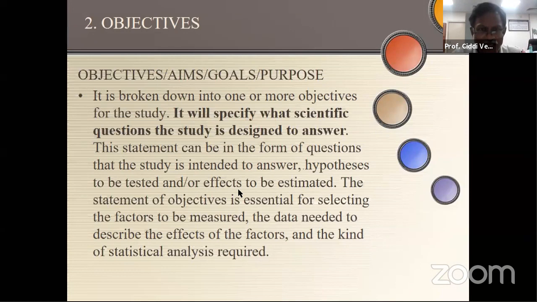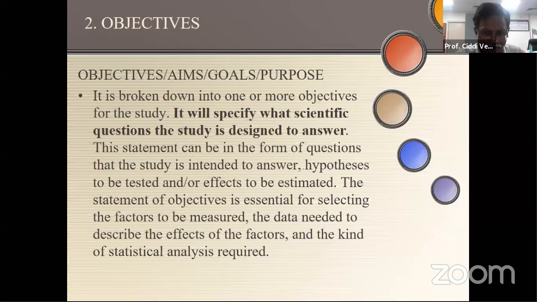Now, what are the objectives? An objective is broken down into one or more objectives in the study; sometimes aim, goal, purpose, all these are synonyms. It will specify what scientific questions the study is designed to answer. Simply, the questions it is going to answer will be your objectives.